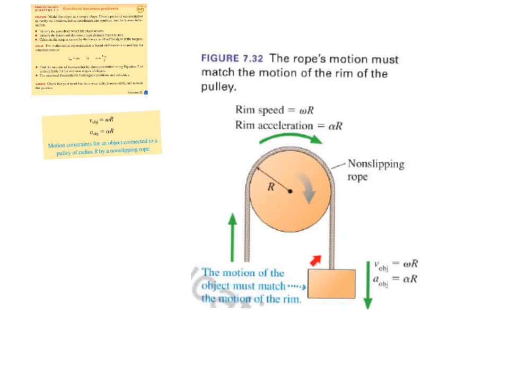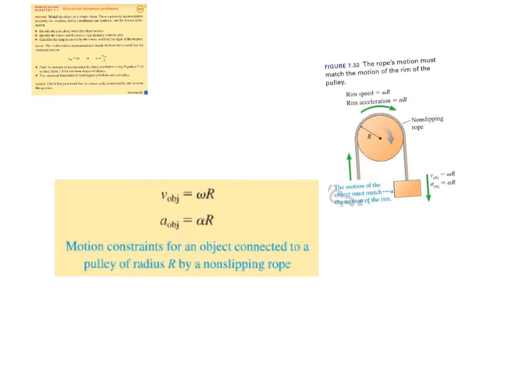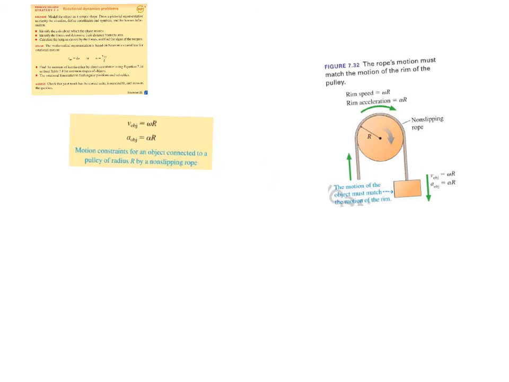Now, because there's an object attached to the end of the rope, that object must have the same speed and acceleration as the rope itself. Consequently, the object must obey these constraints, where the velocity of the object is equal to the omega r of the pulley, and the acceleration of the object is equal to the alpha r also of the pulley. So these constraints are similar to the acceleration constraints when we talked about Newton's laws, when we put linear motion together and have multiple objects attached by strings and ropes and pulleys and whatnot. These constraints are very similar to that and need to be treated in the same type of way.